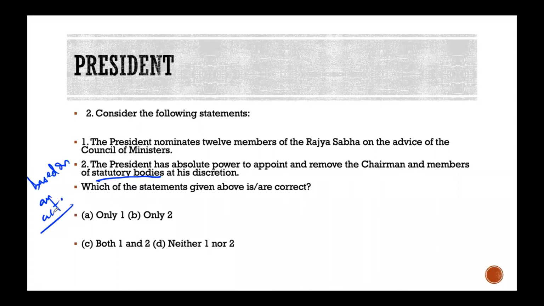So what would be the choice? Will it be only A, only B, both A and B, or neither? Again, go with the process of elimination. Try to see if you can eliminate anything. If you cannot eliminate it, then it's possibly the answer. B can be eliminated, sir. Why would you eliminate B, Sangeeta?